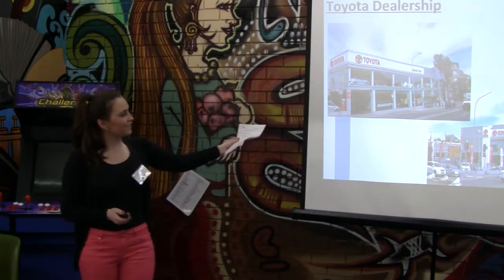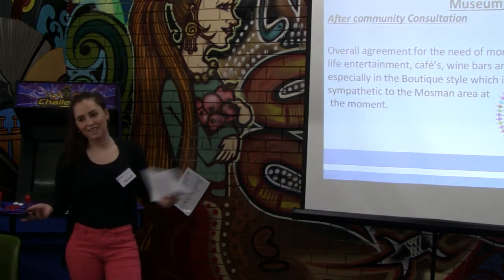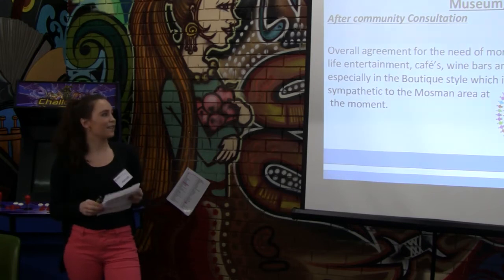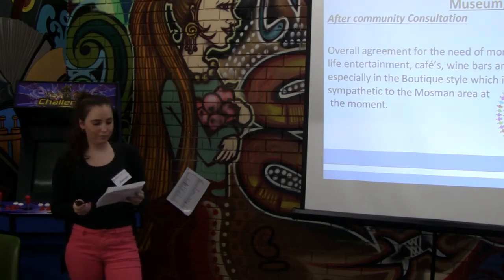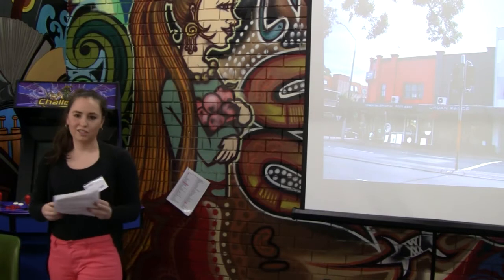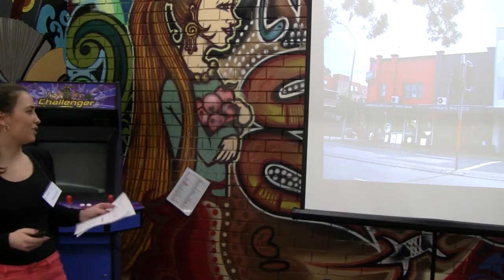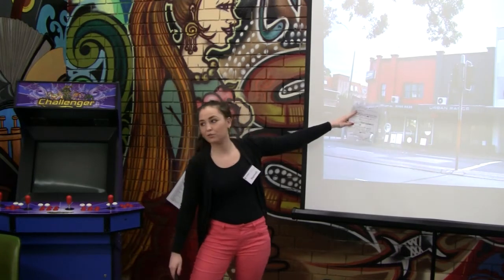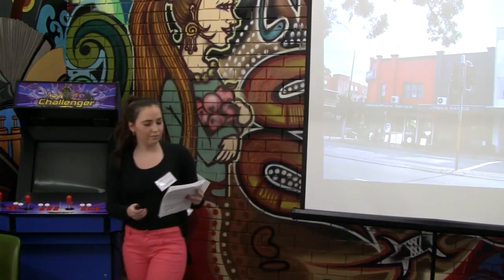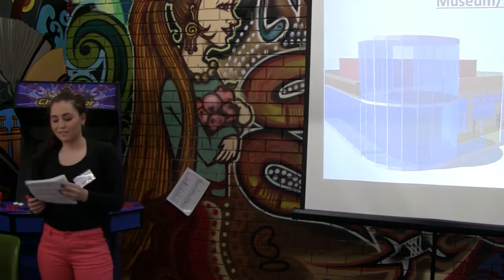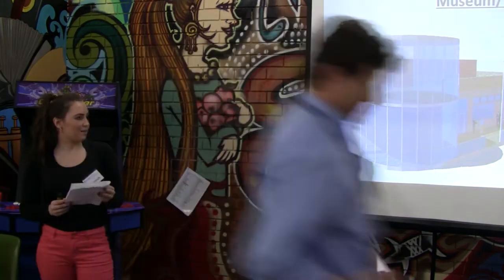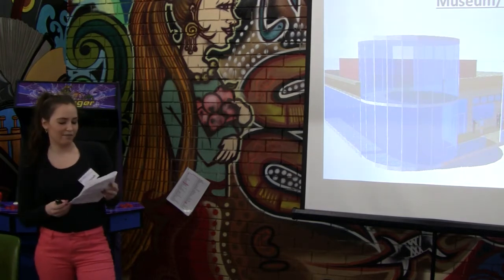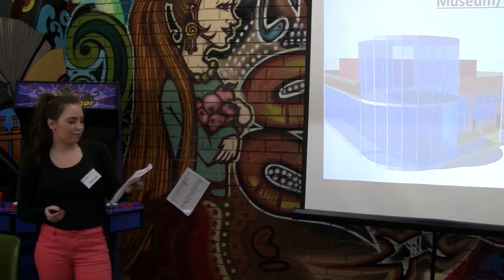Okay, this is the old Toyota dealership, and as I said before, there was an overall agreement for more life, light, entertainment, cafes, bars and retail. Opposite the Toyota dealership was the mixed-use infrastructure, namely the Mirror Gallery and the residential apartments upstairs. We decided to make a design for the community to incorporate a museum / art gallery, wine bars, cafes, and a community garden on the top floor.